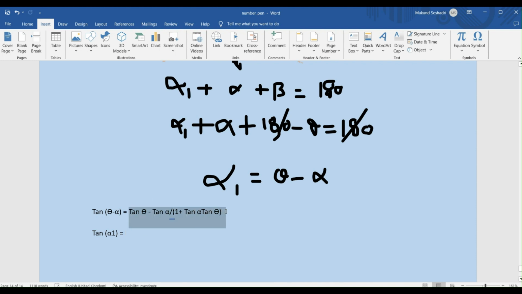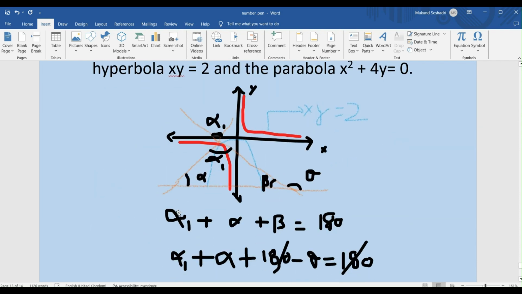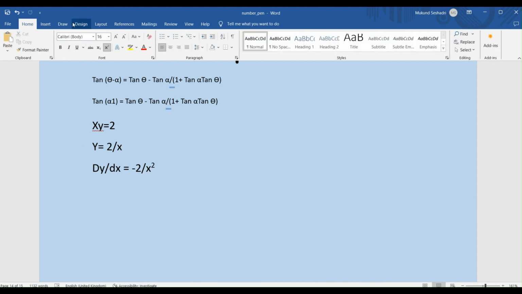Now we know what tan theta and tan alpha are. Those are nothing but the slopes of these two curves, right? Xy equals 2. I'm rewriting this, guys. Y equals 2 by x. Dy by dx equals minus 2 divided by x square. So this is your equation 1.